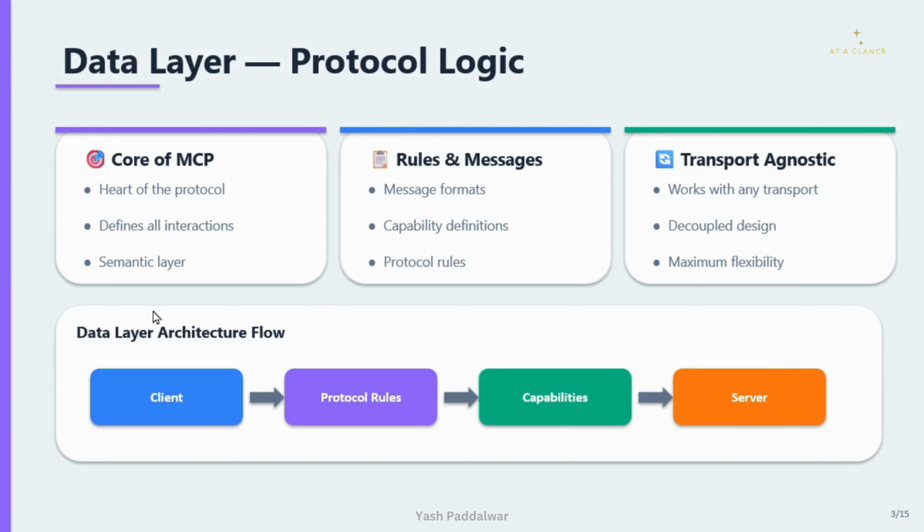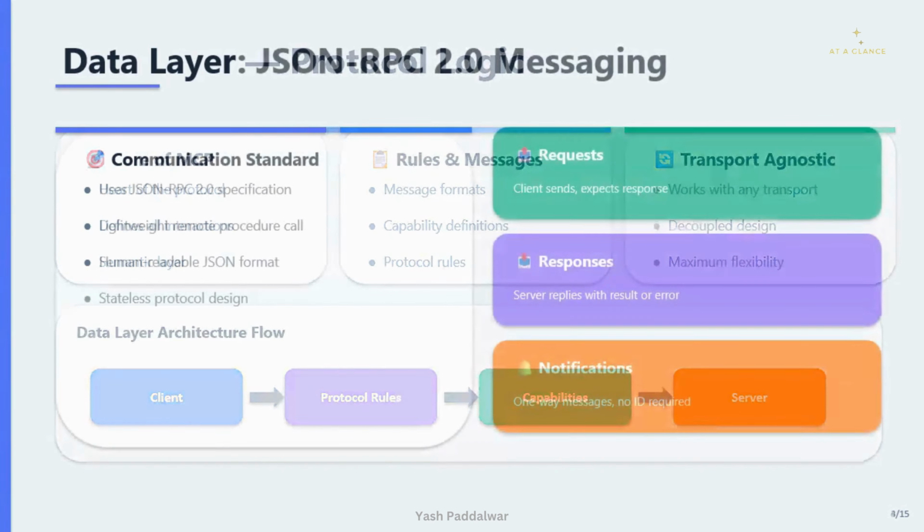So this is how the data layer architecture flows. Here the client simply takes the message from the host. It defines that particular thing according to the protocol rules. Capabilities are discovered, and finally it reaches that particular server. So I hope this data layer logic is clear to you all. See how the messaging is taken care of.